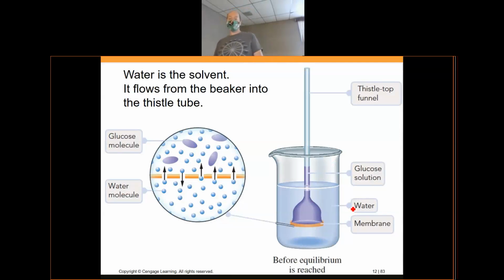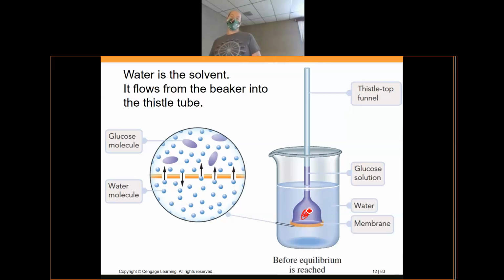All right, so if you put water in a beaker and you have a thistle tube and a semi-permeable membrane, you're putting this semi-permeable membrane on this thistle tube, which looks just like a filter funnel. This is the fancy filter funnel. And in this filter funnel that is covered with your semi-permeable membrane, you have a glucose solution.